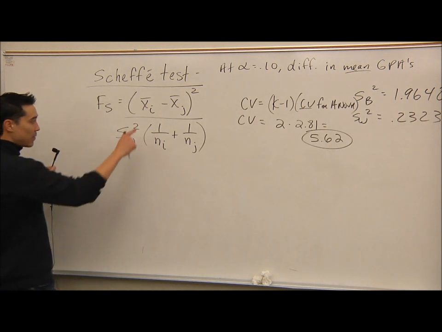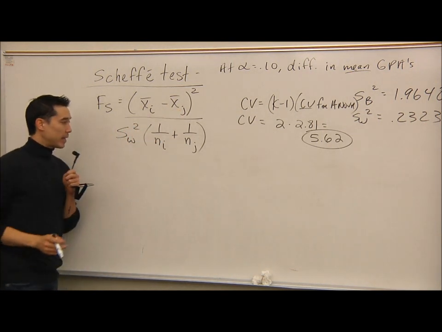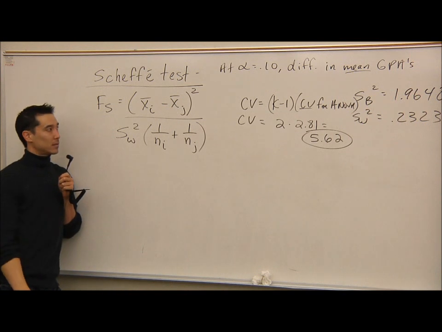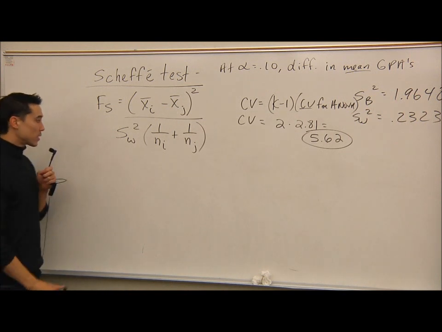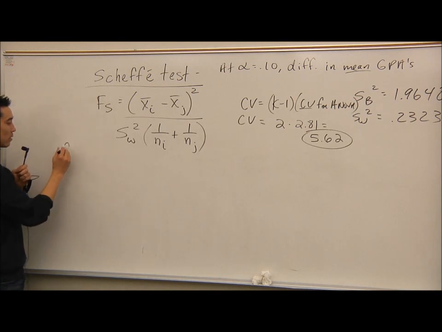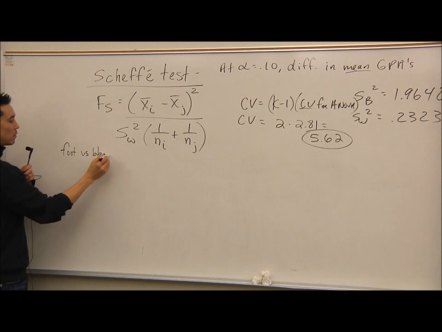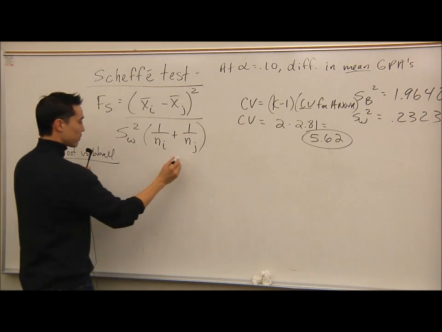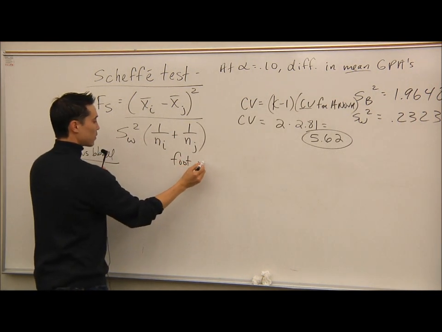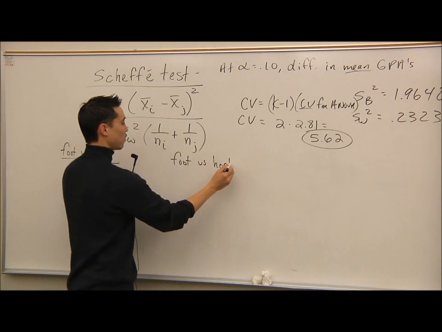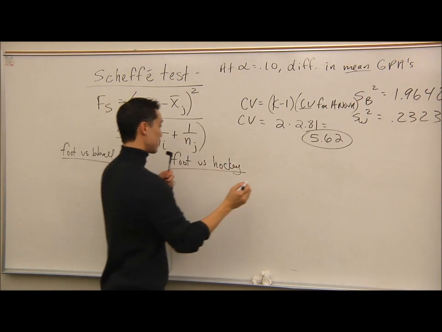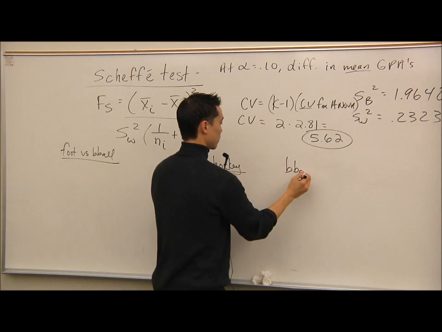All right, notice I have an x sub i and an x sub j, and that's because we're comparing 2 things, okay? So I have to do each possible combination. So we're going to have to test football versus basketball. We're going to have to test football versus hockey. And we're going to have to test basketball versus hockey.